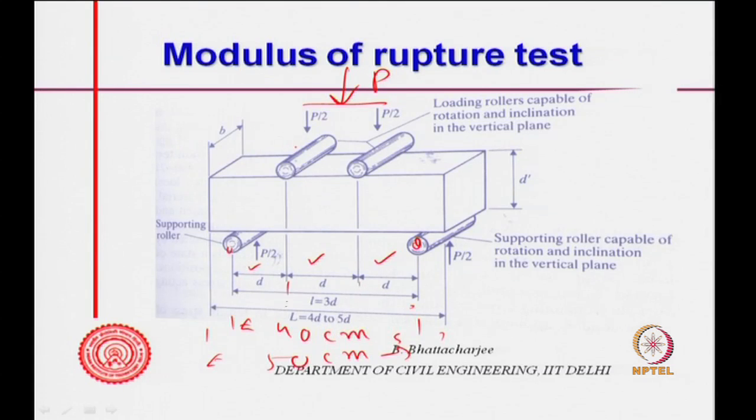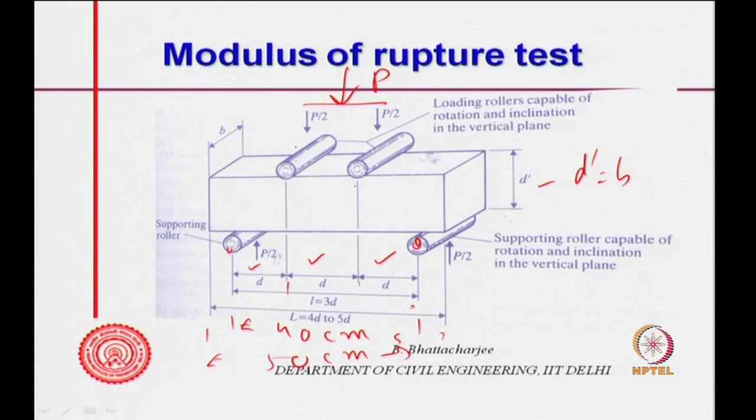So, 13.3, you apply the load, and this is d dash. This is some dimension depth, this is d, this is b, and this is d dash, usually square, 10 by 10. So, d dash is equal to b. You can apply it sometimes, but not necessarily; the principle does not require this. So, loading rollers capable of rotation and inclination in the vertical plane.